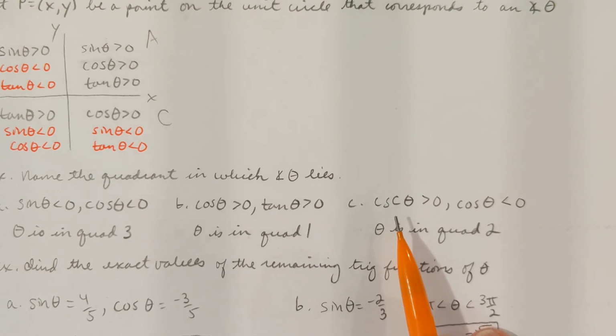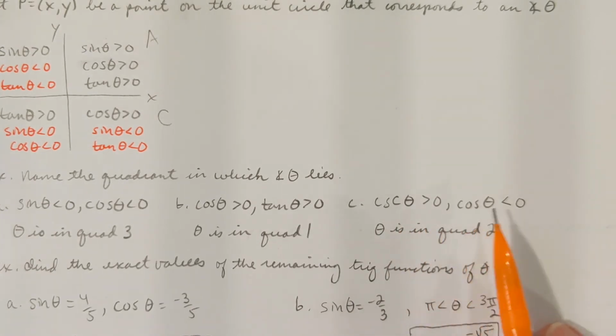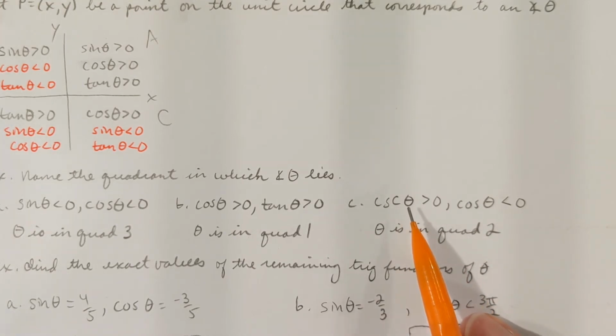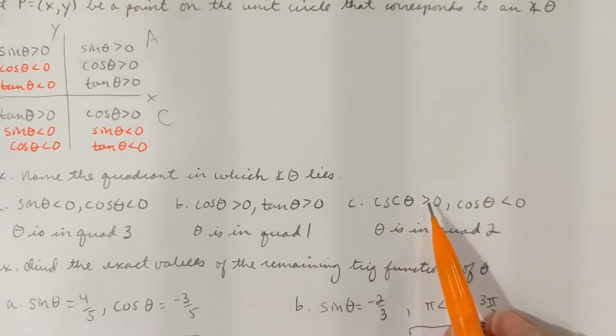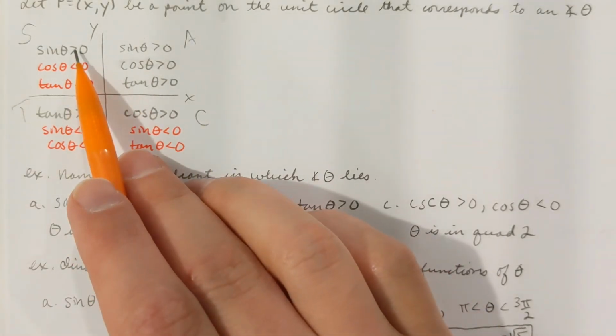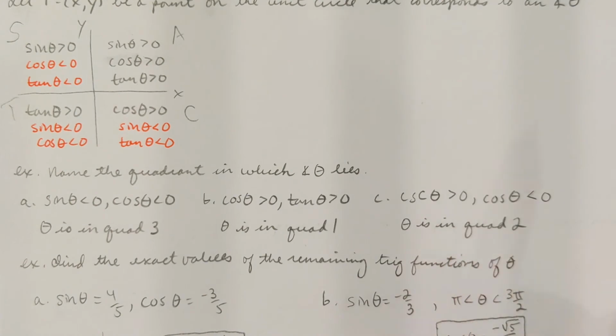Okay, part C. Cosine theta is negative. Cosecant of theta is the reciprocal of sine theta. If cosecant theta is positive, then sine theta would also be positive. So sine theta being positive and cosine theta being negative puts us into quadrant 2. Theta is in quadrant 2.